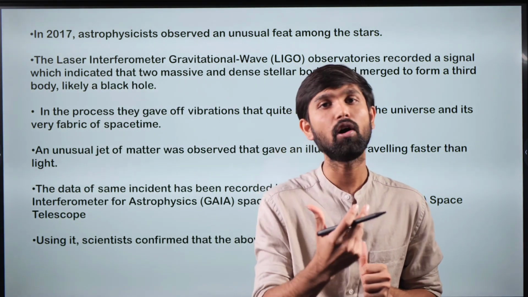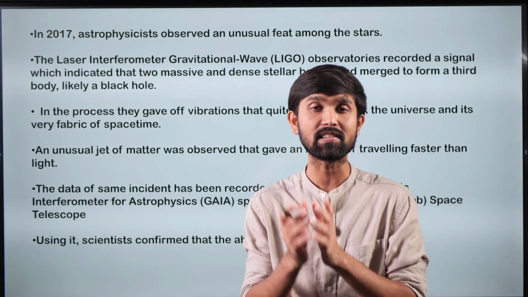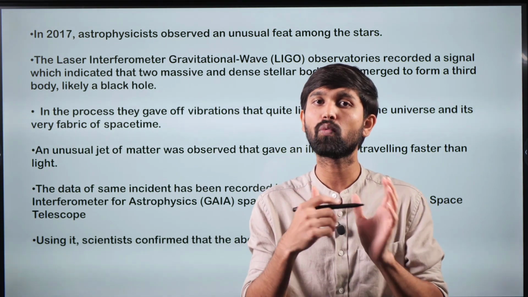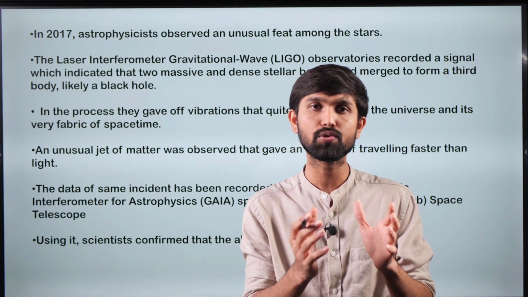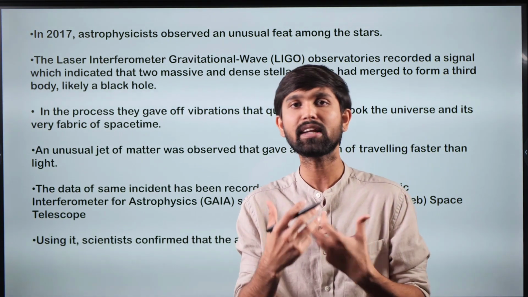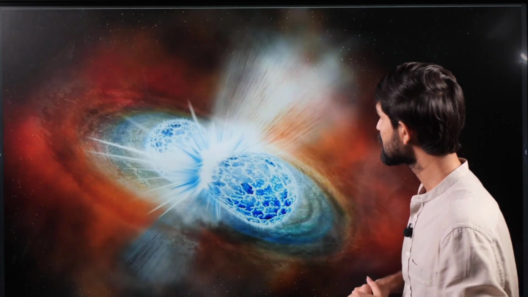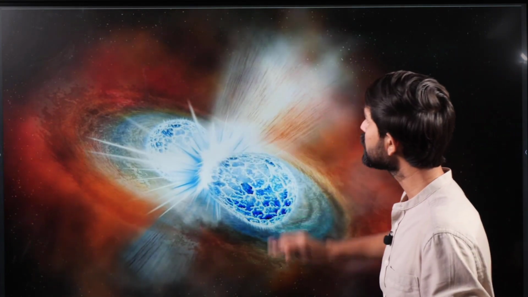But the jet of energy that is being released, the massive amount of energy that is being released, is not much faster than the speed of light, and this is what was caused as an illusion. So let's understand why this illusion was caused and what exactly are the neutron stars which are colliding. This is an image where we can see two neutron stars colliding with each other.